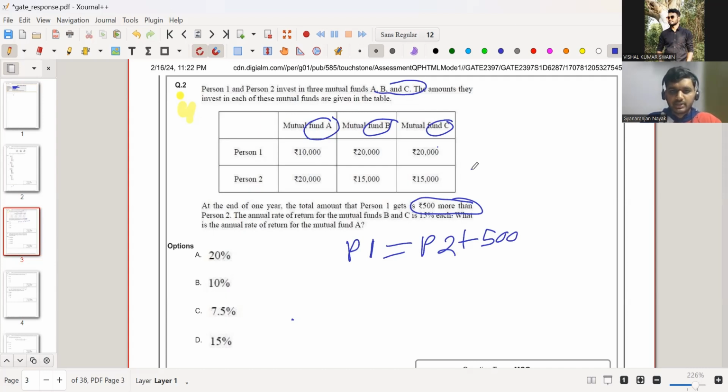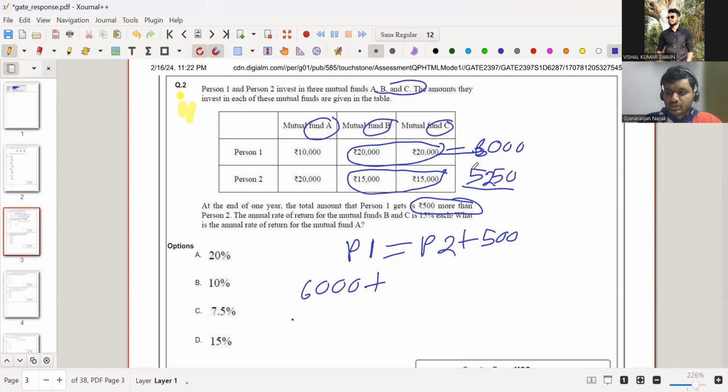We will first calculate mutual funds B and C for person 1. It is 20,000 plus 20,000, that is 40,000. 15% of 40,000 is 6,000. Similarly, we'll calculate for person 2, that is 30,000. 15% of 30,000 is 4,500, and with the rest, 5,250.